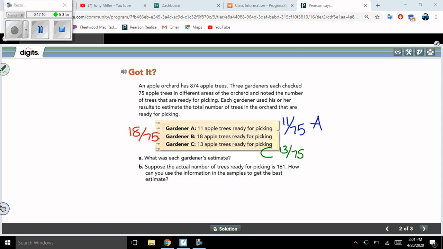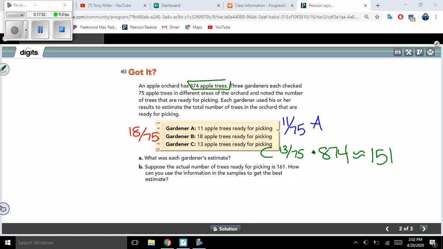Each gardener uses his or her results to estimate the total number of trees in the orchard that are ready for picking. So let's play off of person C, and there are 874 apple trees. If I took this 13/75 and multiplied it by 874 and rounded it off to the nearest whole number, I believe my number is approximately 151 trees. Okay, about 151 trees. Again, approximately, use the curly equal sign.